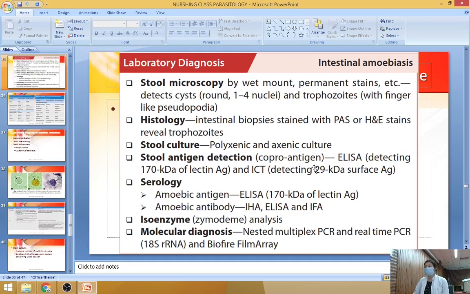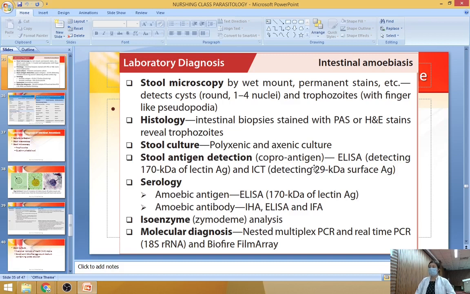Suppose a patient comes to you with intestinal amoebiasis, what do you have to do? First of all, you have to make sure whether it is intestinal amoebiasis or not. Then after that you have to start the treatment. In the meantime, you have to do stool microscopy with the help of a wet mount, either an iodine mount or a saline mount. A permanent stain can also be done, for example, to detect the cyst and trophozoite. Histology, like intestinal biopsy, with PAS or hematoxylin, will show the trophozoites.